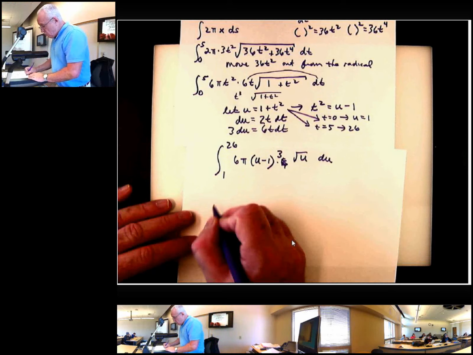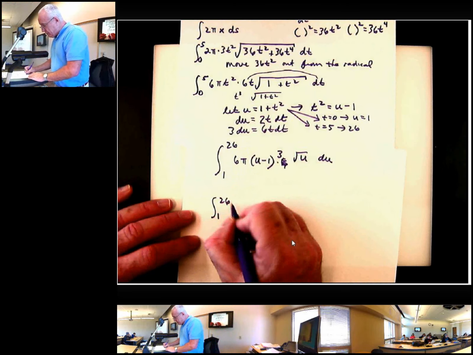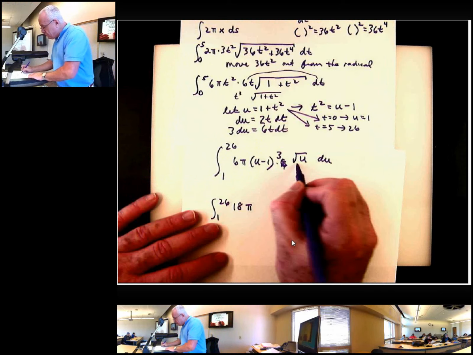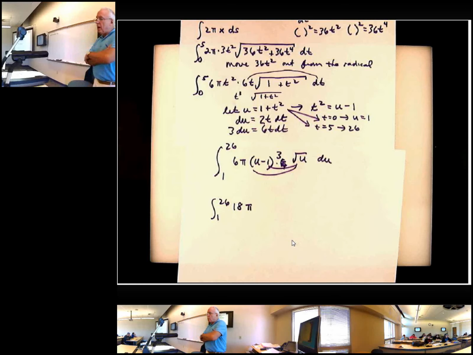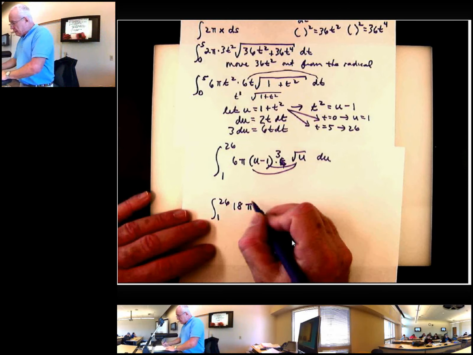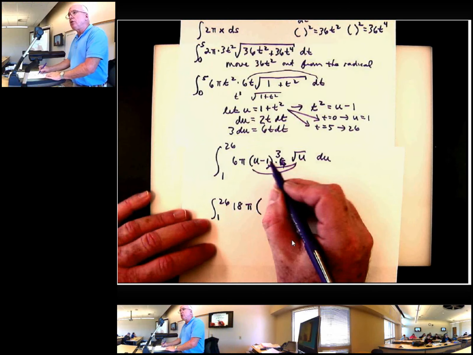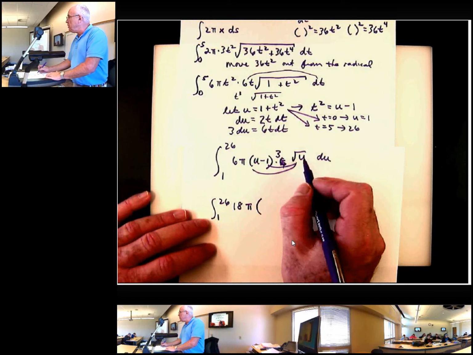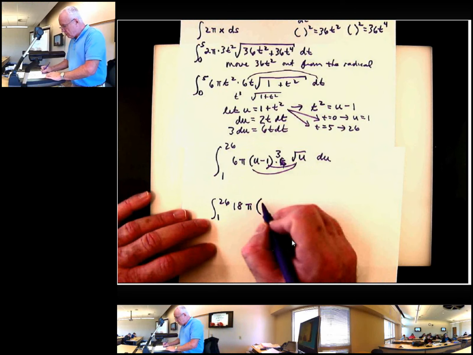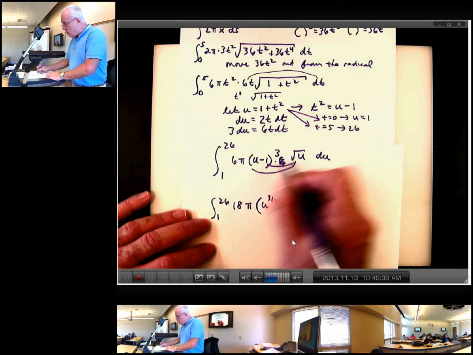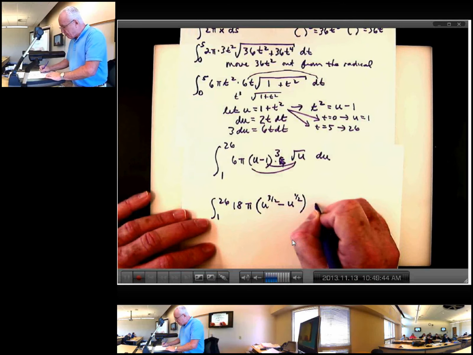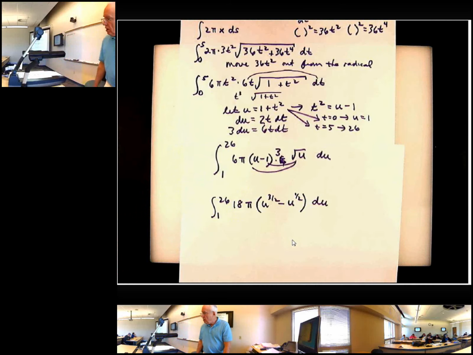All right. 1 to 26, let's see, 3 times 6 is 18 pi. And then why don't I just be distributing the u minus 1 and the square root of u? So that's going to give me u to what power? U times square root of u is going to give me u to what power? Yeah, 3/2. And then minus 1 times the square root of u, that's going to be minus 1 times u to the 1/2 power.